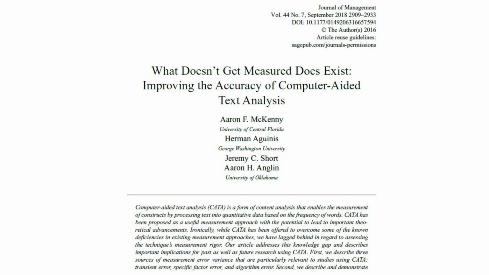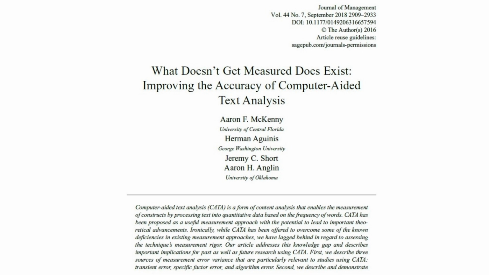Exactly. Now let's move on to specific factor error, which is a bit trickier. This type of error arises from the choices researchers make when they decide which words to include in their CATA dictionaries. So say we're measuring a company's risk appetite. We can't just include words like gamble and call it a day, right? What about phrases like strategic ventures or exploring new markets? Exactly. There are so many ways to talk about taking risks.